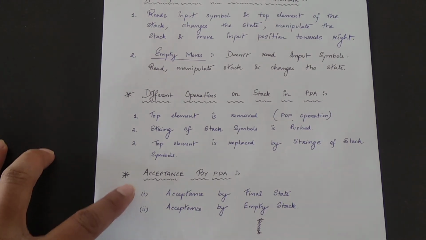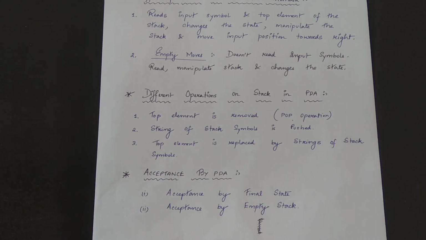And the last one, acceptance by PDA. These two topics we'll be discussing in lecture number 3. Actually, acceptance by PDA is nothing but acceptance by final state and acceptance by empty stack. These two will be properly understood if we take an example, and once we have dealt with the transition function example, I will explain to you what the acceptance of PDA is.